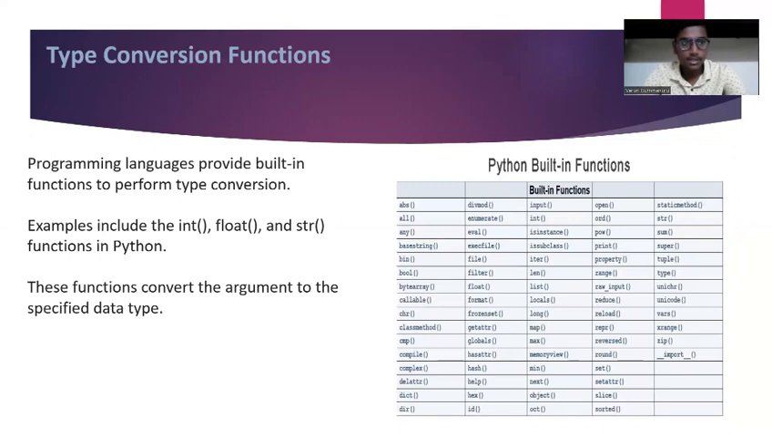Next, we will discuss type conversion functions. Programming languages provide built-in functions to perform type conversions. Examples of type conversion functions include the int, float, and string functions in Python. These functions convert the argument to the specified data type.